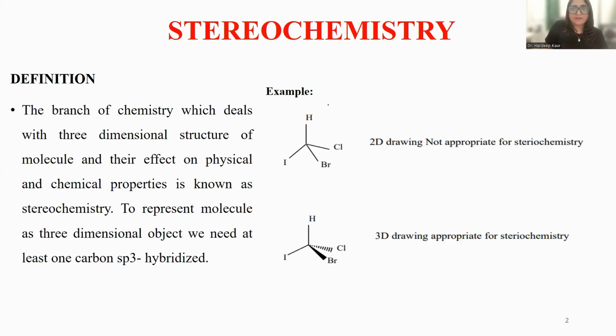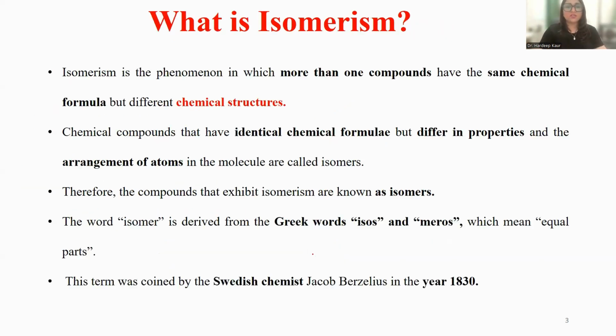I'll start with a very brief definition of stereochemistry, which we have already done. It's a branch of chemistry which deals with the three-dimensional structure of molecules and their effect on physical and chemical properties. To represent this, we have two structures: a 2D drawing and a 3D drawing. What is the difference? Here, the chlorine and bromine are represented with solid lines, but here they are different. This means the bromine is in front of the observer and the chlorine is away from the observer. This is how we can represent a three-dimensional structure.